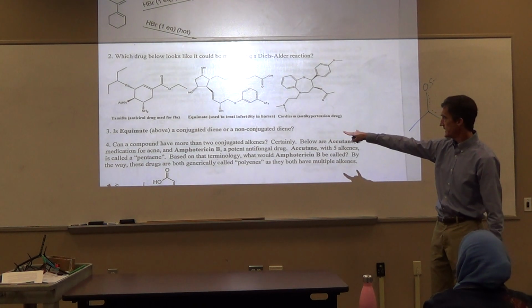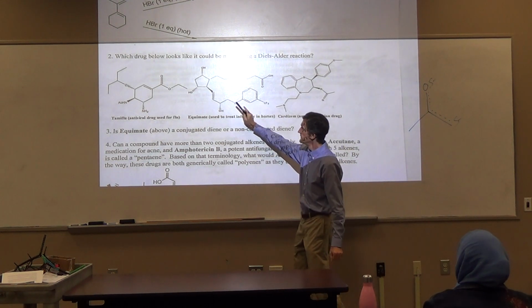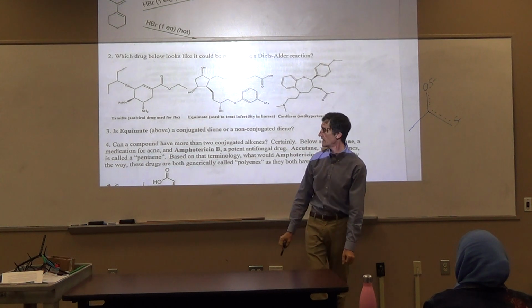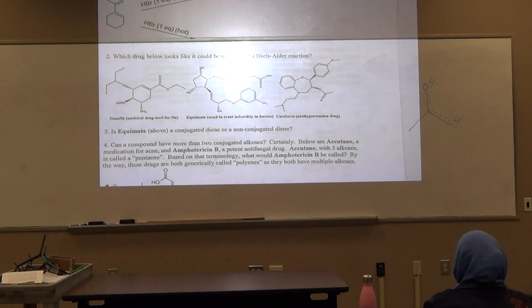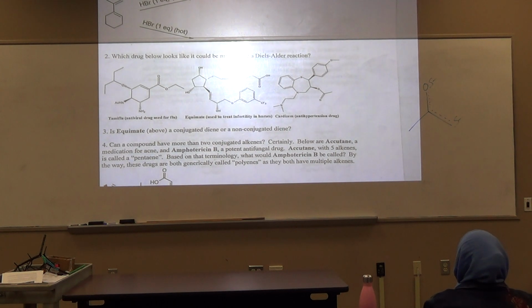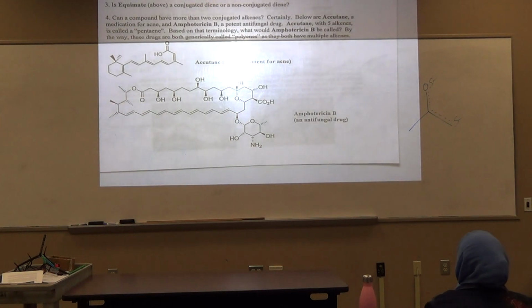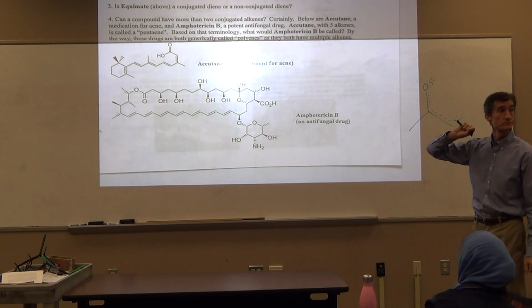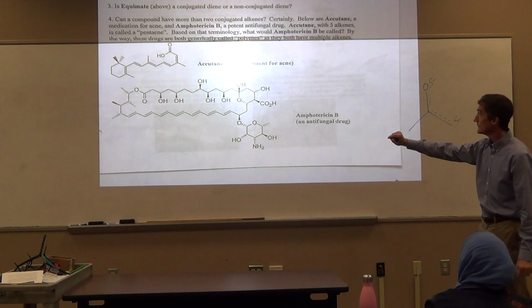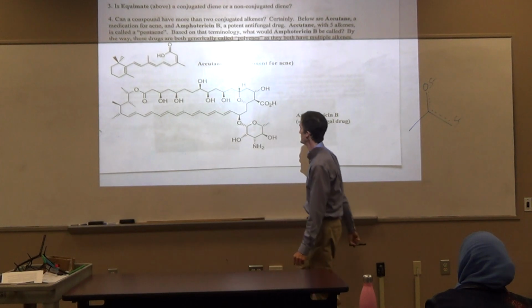Is the compound above a conjugated diene or a non-conjugated diene? It's got 2 enes, so it is a diene. Is it conjugated or not? Don't answer that. Too easy, right? Everybody good? Clearly not, right? Okay, good. What do we have down here? Amphotericin B, an antifungal drug. Have you ever seen that in biology classes? No? How many alkenes are conjugated? 1, 2, 3, 4, 5, 6, 7. 7 conjugated. What do you want to call this type of compound?